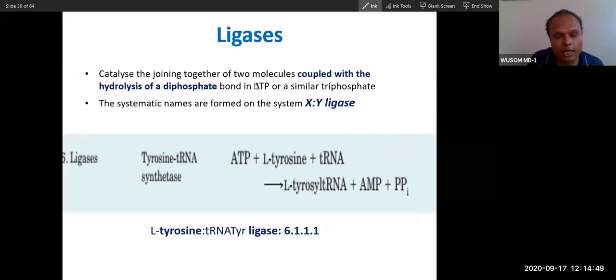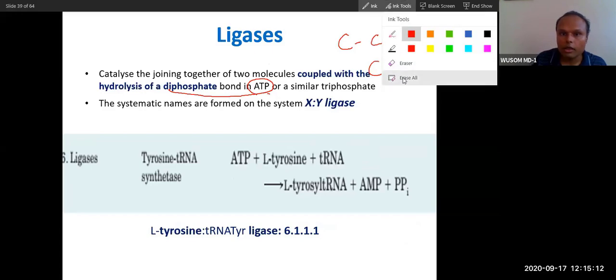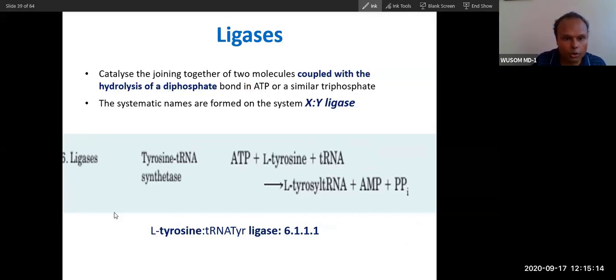Now ligases, you can see ligases will join bonds. They join carbon-carbon bonds, and carbon-oxygen bonds. So this joining is done by ligases, and it is always coupled with utilization of ATP, the hydrolysis of the phosphate bond of ATP. Remember, a ligase will always utilize ATP. So let's take a very good example.